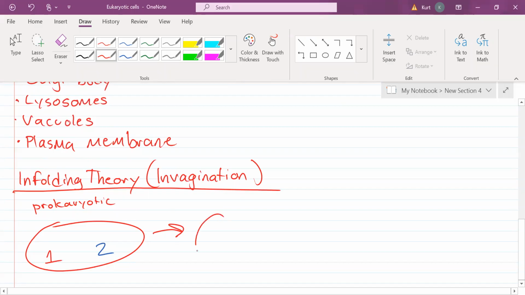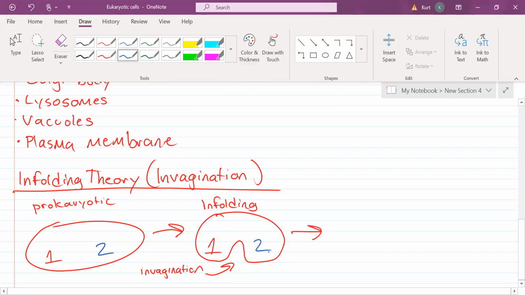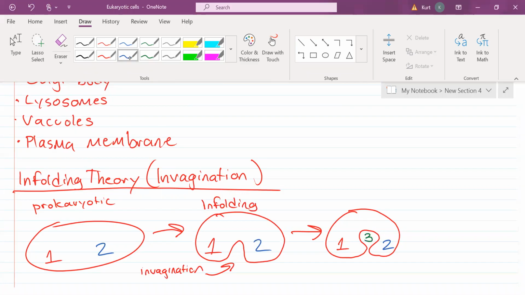And so, an invagination began to form. This little groove right here that's forming inside the cell, kind of like it's caving in on itself, that is called an invagination. This is the infolding stage. Well, we now have 1 and 2 are starting to become more separate. Next, we have area 1, area 2, and area 3. You're starting to get a new little compartment there.